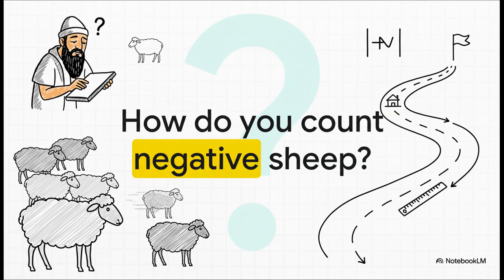So picture this. It's 1800 BCE, and a Babylonian scribe is working on his calculations. He runs into a problem, something like 5 minus 7, and he just stops. Because you can't have negative 2 sheep, right? You can have a debt of 2 sheep, for sure, but the actual physical sheep are just gone.